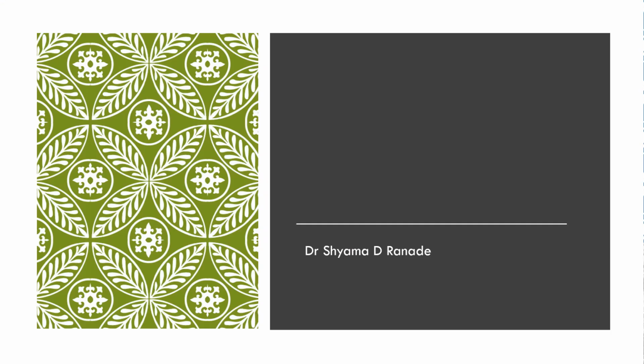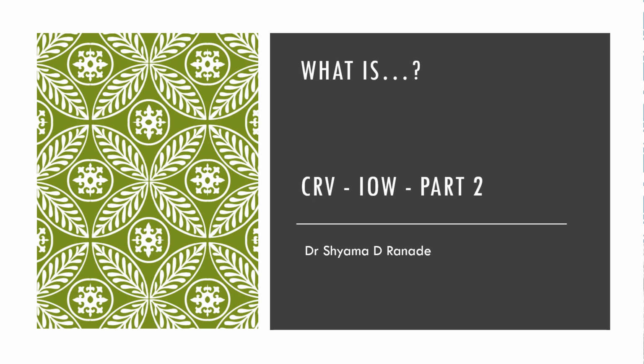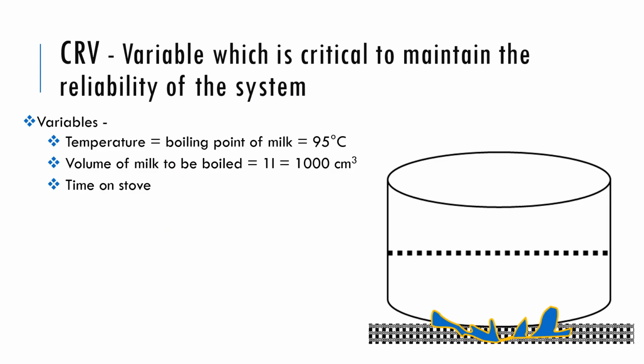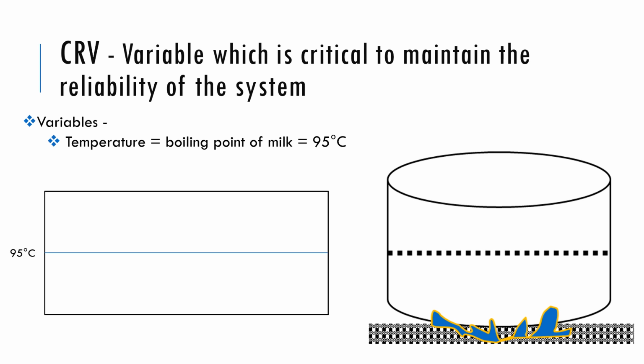This is part 2 for the videos on CRV and IOW. In the last part, I talked about what CRV was and what would be the variables if we consider a system of boiling milk on a stove. I also discussed the variable of temperature. Please check out the previous video for this.